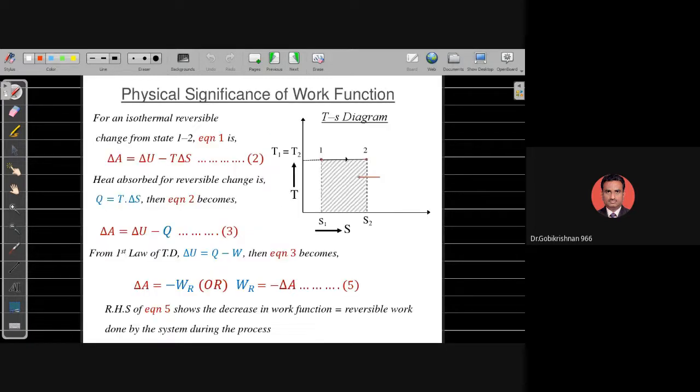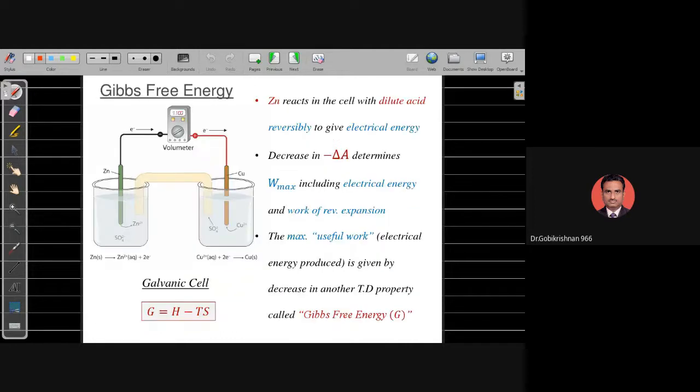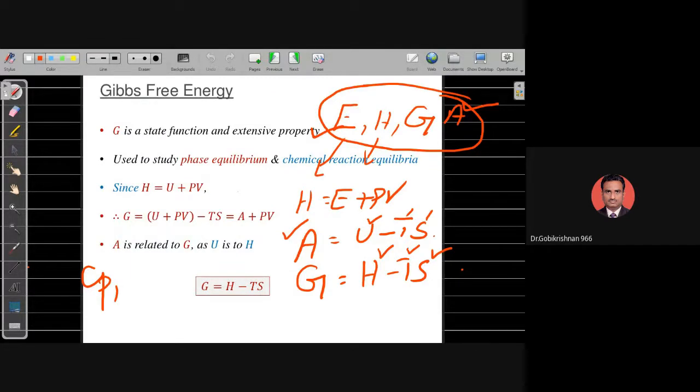Okay. Similarly, the physical significance we have seen is nothing but the work function. How much work is done by the system? Okay. The next, Gibbs free energy. For the case of the Gibbs free energy, the mathematical expression is G is equal to H minus TS, where H is the enthalpy, and TS again is the heat supplied to the system or heat absorbed by the system, like that.